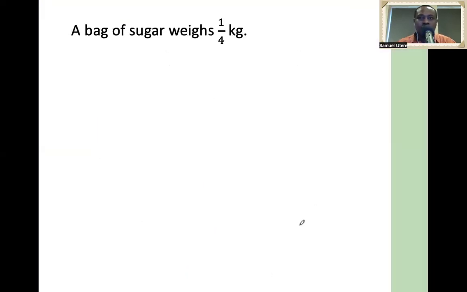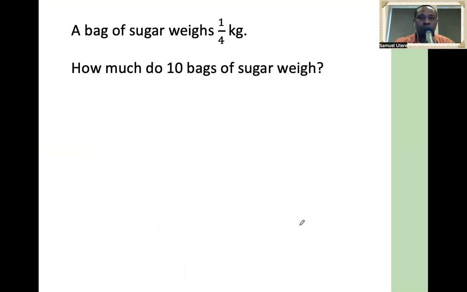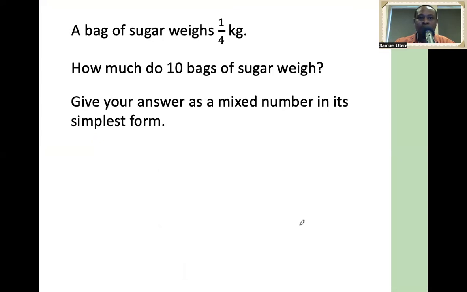Let's look at another example for the second part of the lesson. A bag of sugar weighs a quarter kilogram. We're being asked how much do 10 bags of sugar weigh? Well, 10 bags of sugar means we have to have 10 lots of a quarter because each bag weighs a quarter kilogram. So we've been asked to give our answer as a mixed number in its simplest form.